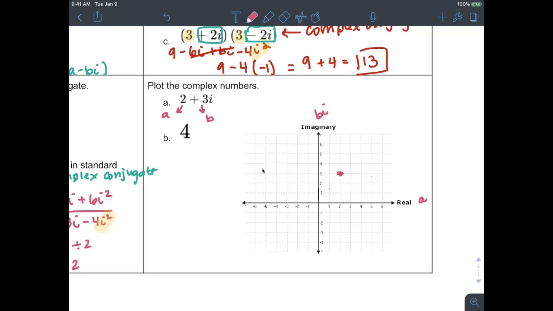Okay, 4 is my a component, plus 0i. So my b component is 0. So I'm going to move over 1, and we'll just label it. This is my a. This is 1, 2, 3, 4. And that's example b. We're done.